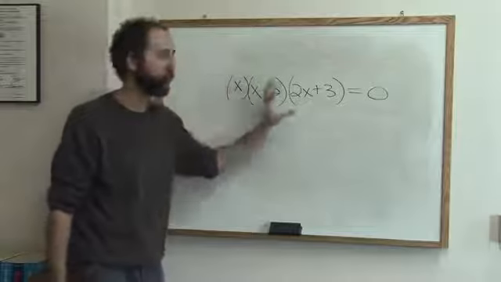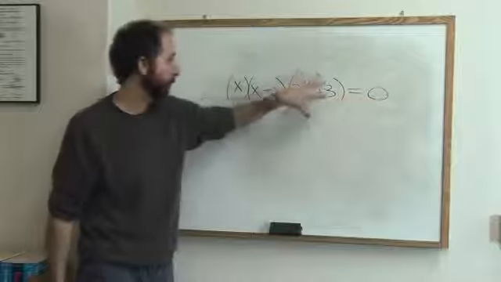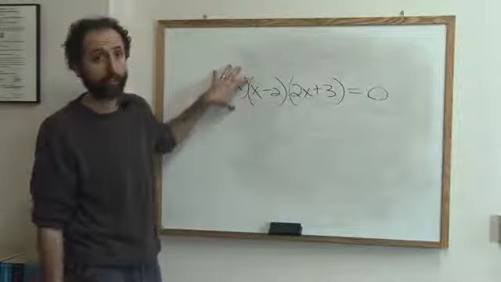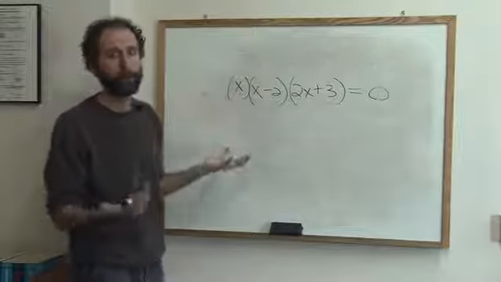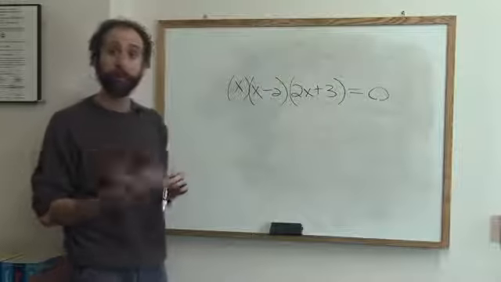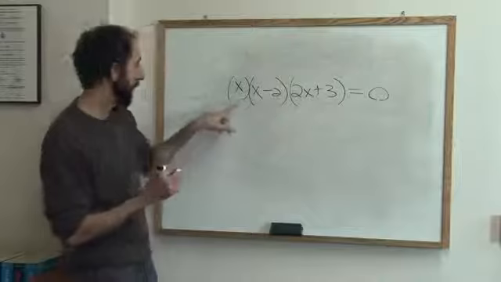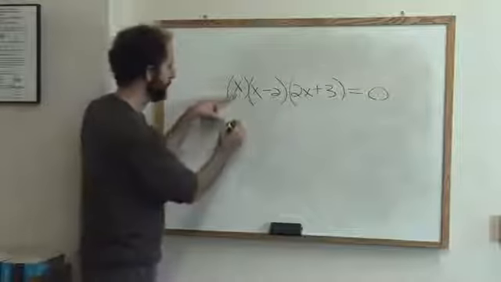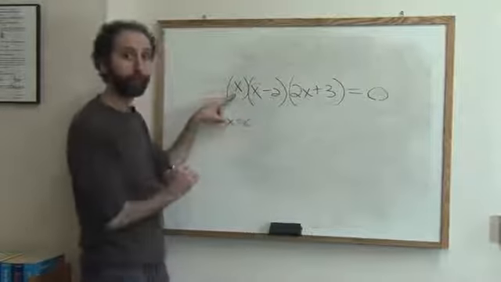The only way to multiply to get 0 is for one of these to equal 0. So it's called zero product property. Product means times, multiply. So when you multiply stuff to get 0, something has to be 0. So here's the way we're going to get our answers. We're going to say, well, either x is 0. That's our first possibility. X is 0.